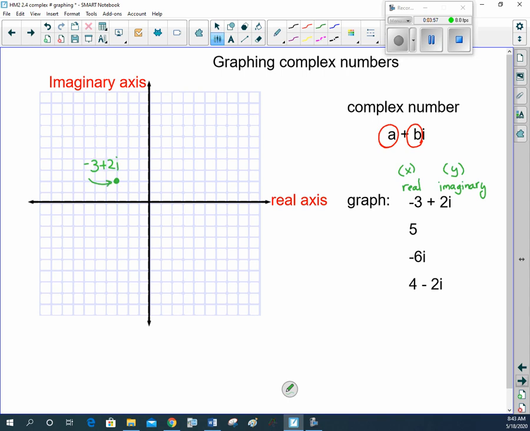Okay. If I'm going to graph 5, that's just the real part. So 1, 2, 3, 4, 5. There we go. Negative 6i is just the imaginary part. 1, 2, 3, 4, 5, 6. So it goes right here. And then 4 minus 2i, I would be going 4 in the real direction. 1, 2, 3, 4. And then down 2 in the imaginary direction, and that would put you right here. Okay, so it's just like graphing an ordered pair, basically. You just have to keep track of, are you moving in the real direction or the imaginary direction?